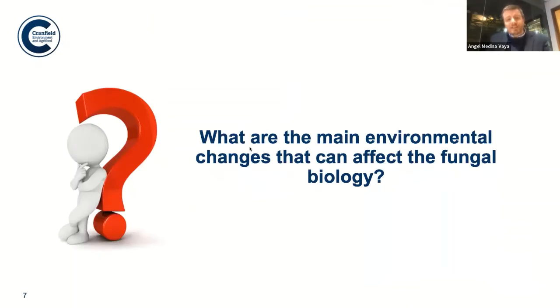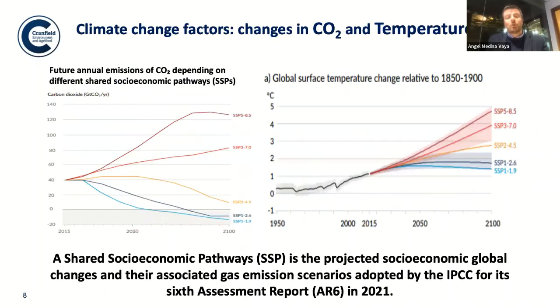But let's have the first big question about what is happening and what are the main environmental changes that are going to affect the main subject of this talk, which is fungi. On one side, in this graph, you can see the predictions for the increase in emissions of CO2 in different scenarios that were given by the International Panel for Climate Change very recently in 2021. We can see how in most of the scenarios, mainly the two reds, it is going up, and there have been some projections about that.